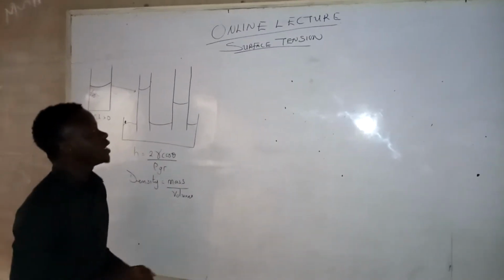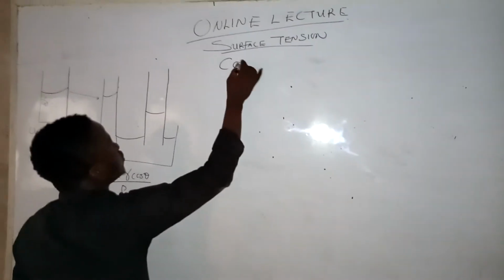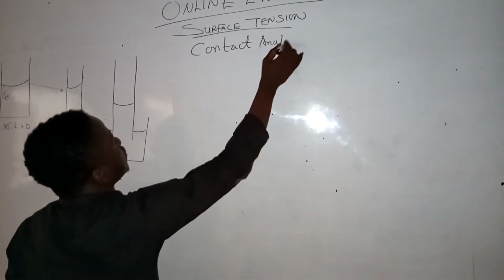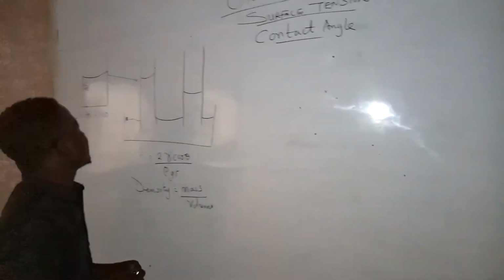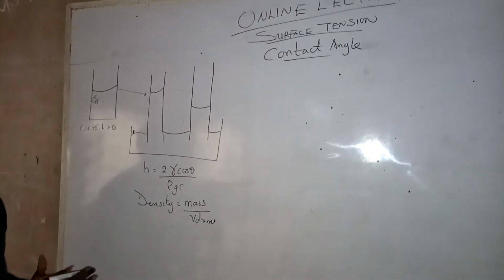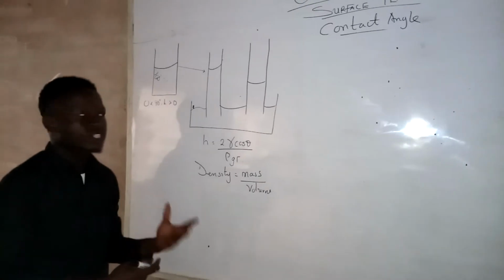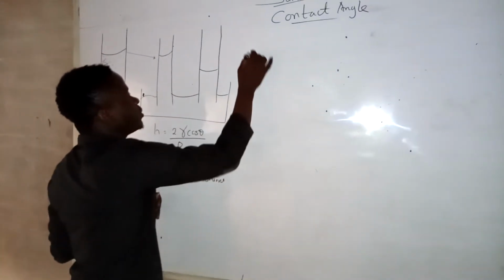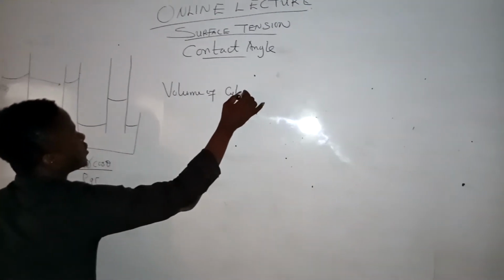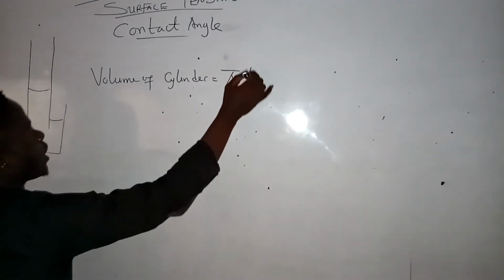Now today we're talking about surface tension, and most of these we deal with the contact angle. Contact angle. Now from this diagram, we'll be making use of this diagram to get our real value of contact angle, because this diagram is cylindrical in shape. So we make use of the volume of cylinder, which is equal to pi r square h.